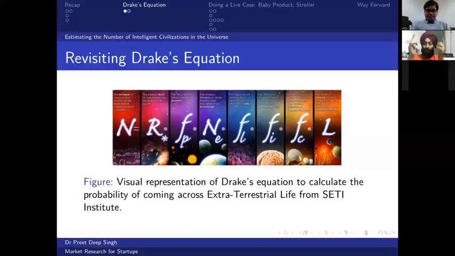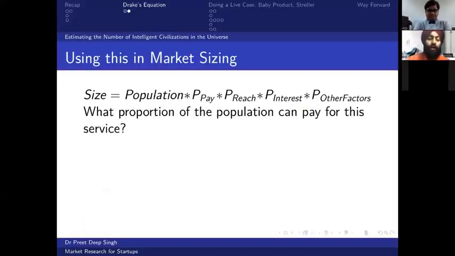We look at what are the factors that are changing this, and it narrows down, right? This is Drake's equation. It's pretty famous. Look it up if you don't know it. I've taken, of course, this from SETI, Search for Extraterrestrial Intelligence Institute, right?